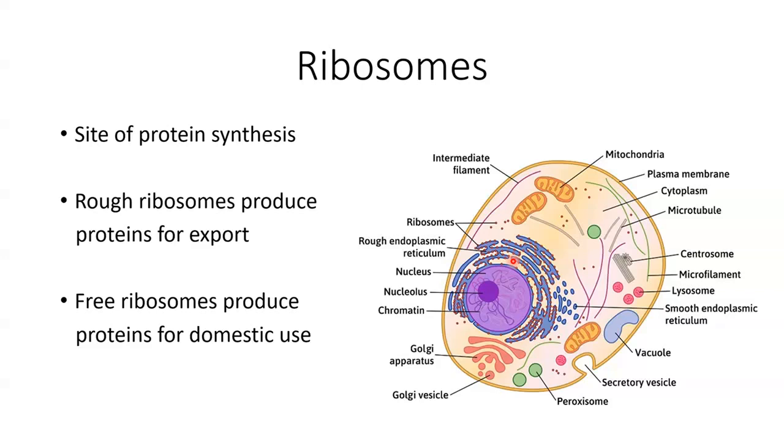These ribosomes produce proteins that are destined for specific organelles, so they might go to other organelles within the cell. They might be inserted into the plasma membrane, or they may be transported out of the cell. The other ribosomes, which are just floating around in the cytosol, are called our free ribosomes. Free ribosomes produce proteins used within the cell. So you can call this used for domestic use.